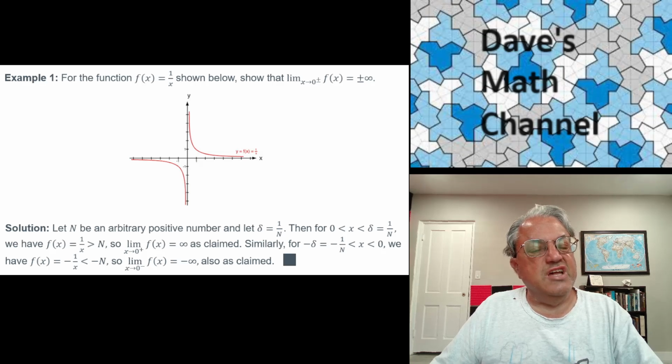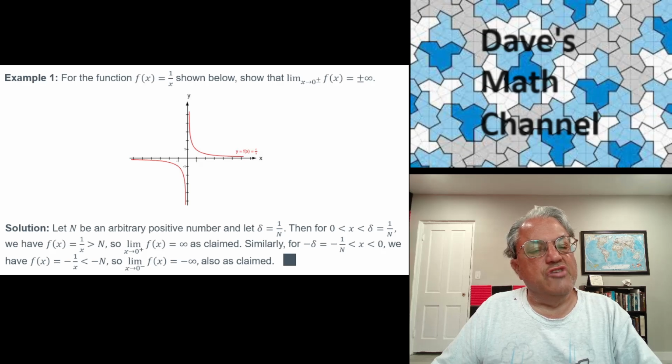So we use the n delta definition. So we just let n be an arbitrary positive number. This time we let delta equal 1 over n. And then we note that if x is positive and less than delta, which is equal to 1 over n, then f of x, which is 1 over x, is greater than n, which proves that the limit as x approaches 0 from above is plus infinity, as claimed.